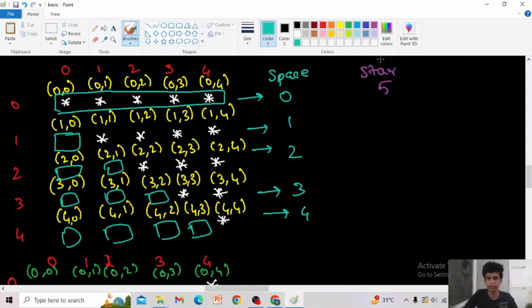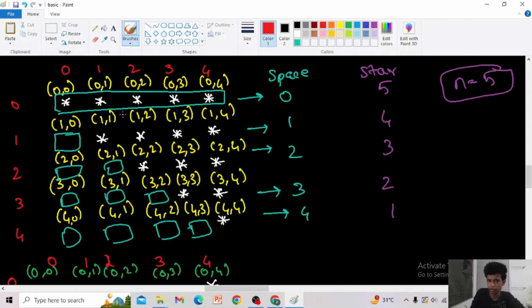So that's all about the space. Now, how many stars are printed? 5 star, 4 star, 3 star, 2 star, and 1 star, and n is equal to 5. For n is equal to 5, I want to print this pattern. Now, based on this observation, can we relate? Okay, let's see it.